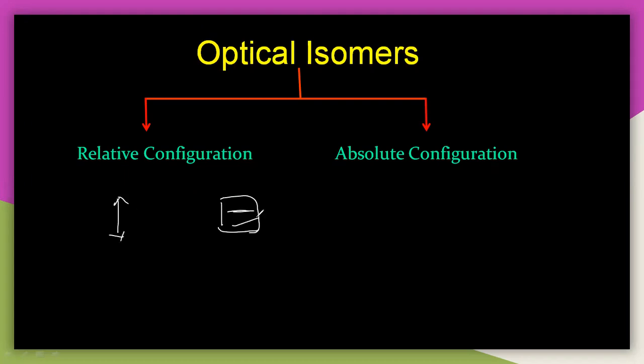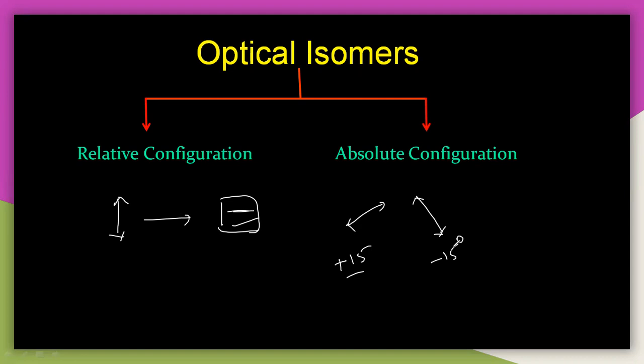Let us take a particular sample. If we irradiate it with plane polarized light, it may rotate towards the right or the left. If it is rotating towards the right or towards the left, then it is called an optically active molecule. If it rotates with plus 15 degrees, plus means the right side, that is dextrorotatory. If it is the left side, let us say it is minus 15 degrees.